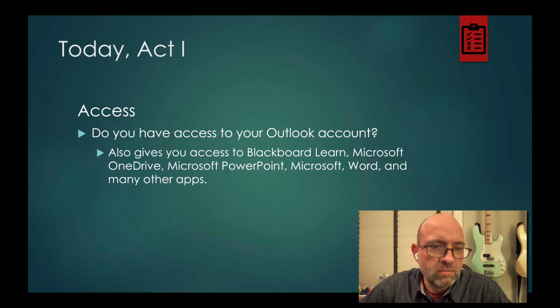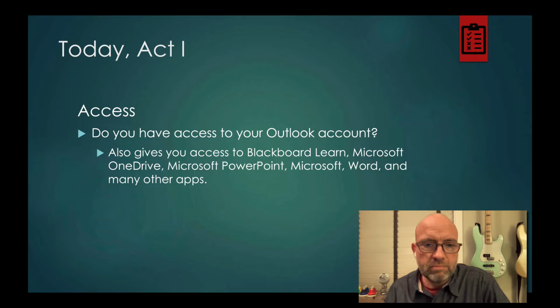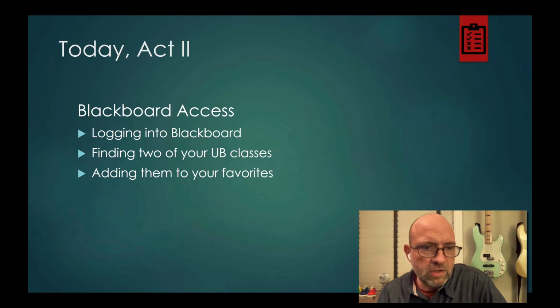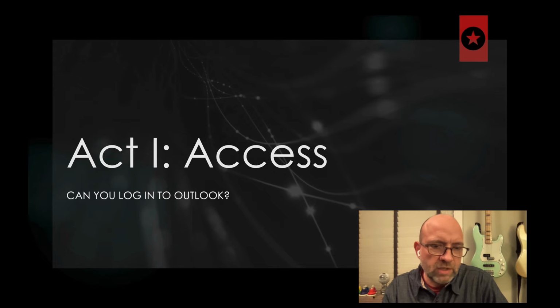So our first thing is to make sure your access to your Outlook account is fully functional. That's important because your Outlook account also gives you access to Blackboard Learn, Microsoft OneDrive, Microsoft PowerPoint, and bunches of other things. The second thing we'll do is make sure that you can get into Blackboard. Blackboard is a learning management system, and it's what the University of Arkansas uses to deliver classes to students, online classes and web-based parts of face-to-face classes. We use it with you guys, and it's important that you're able to get in there. I'm going to have you find a couple of UB classes and favorite them and do a little activity in one of them. So, first bit, logging into Outlook.